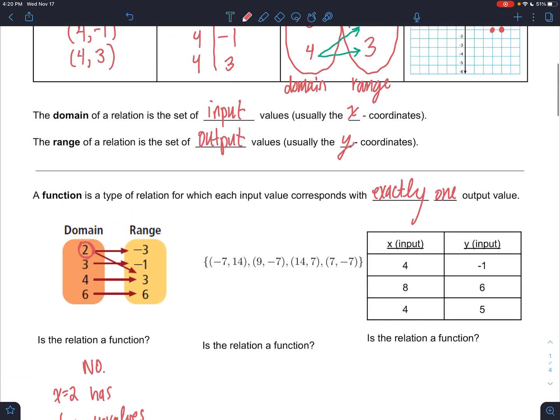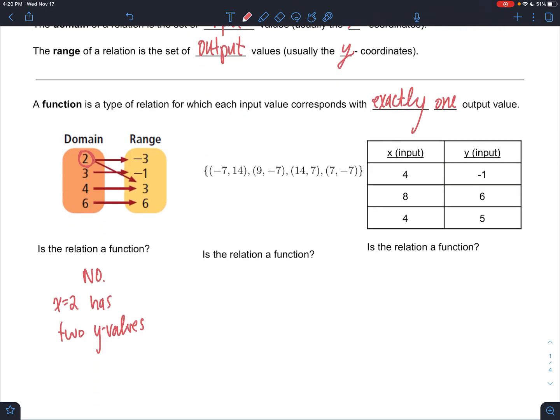So this one here, let's check exactly that. -7 goes to 14. 9 goes to -7. 14 goes to 7, and 7 goes to -7. We can see that we don't have any duplicates here. So of course, every x value has only 1 y value. So this is yes.